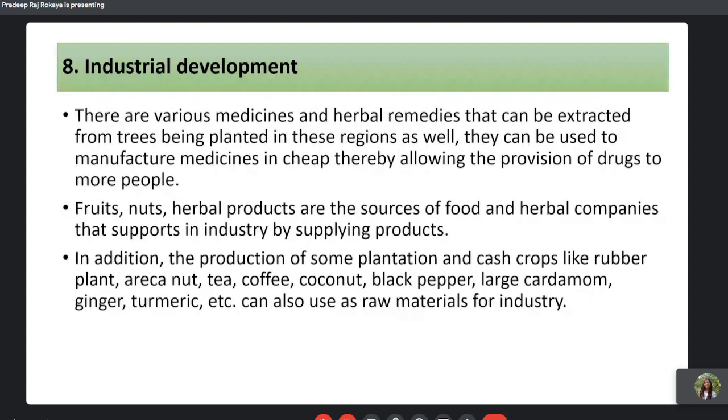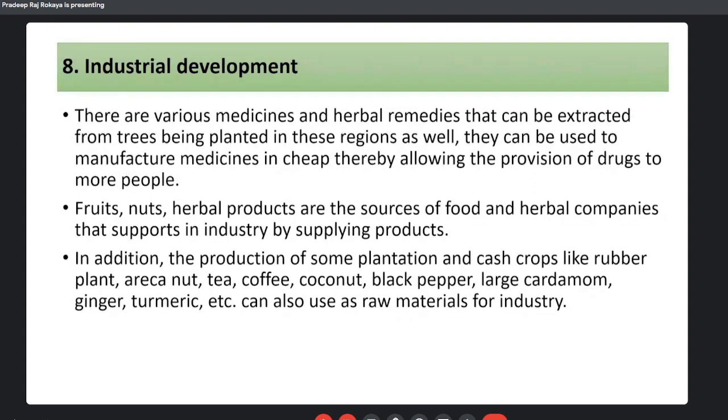Industrial development: there are various medicine and herbal medicine that can be extracted from the trees, from planted trees, and also they can be used to manufacture medicine cheaply, thereby allowing the provision for crops to move by food. So industry development supports the supply of medicinal plants.